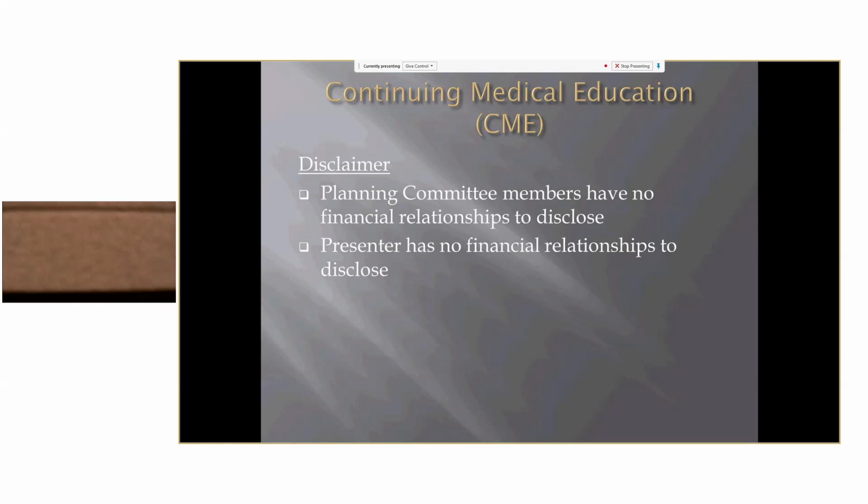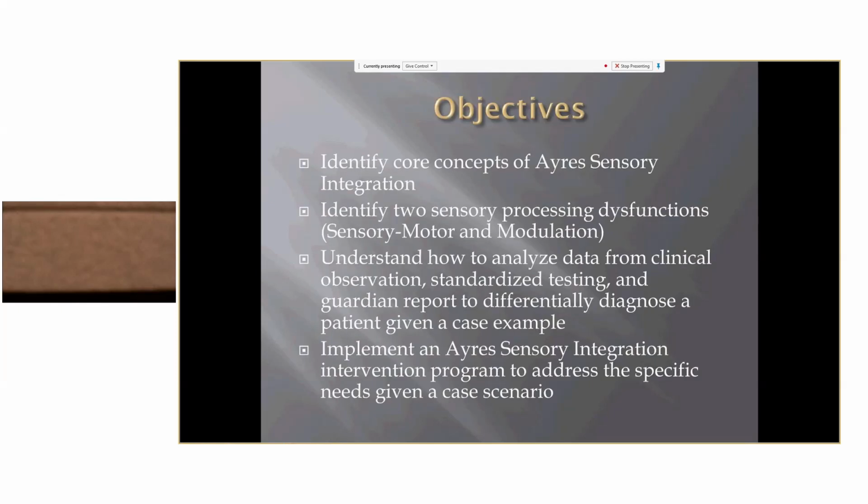So we have a disclaimer. So the objectives of what we're going to talk about today, we're going to discuss the core concepts of AIR sensory integration theory. We're going to talk about 2 different types of sensory processing dysfunction, and then go more into detail about the different areas. So we'll get more into that later. But those 2 types are sensory motor and sensory modulation. So that handout is really helpful as we go through this. I'm going to refer back to it multiple times just to give you a nice visual about the different types that we're going to talk about.